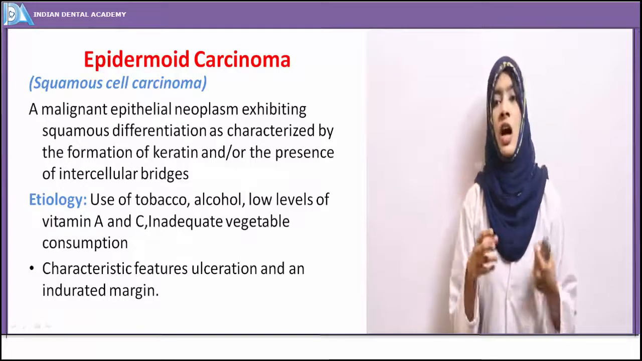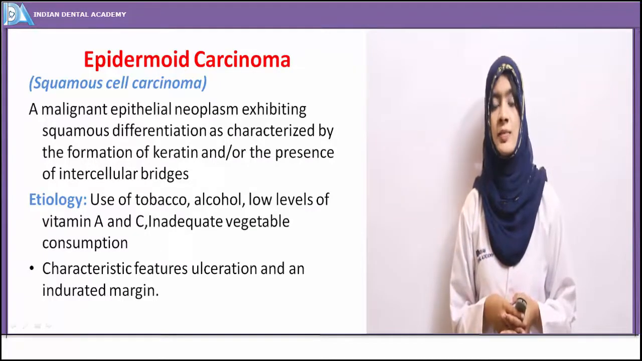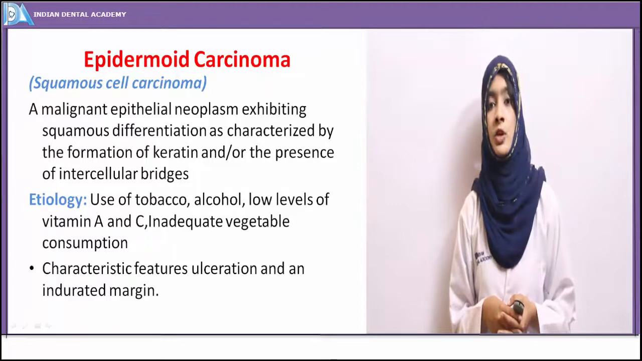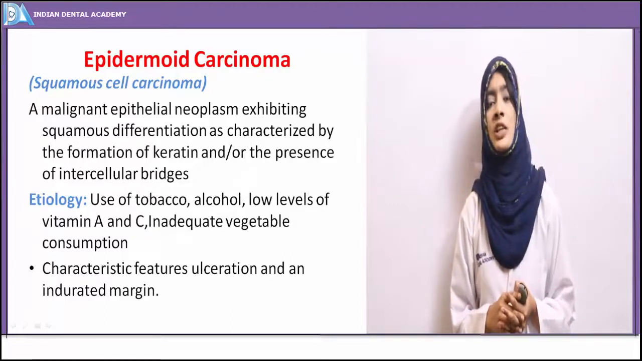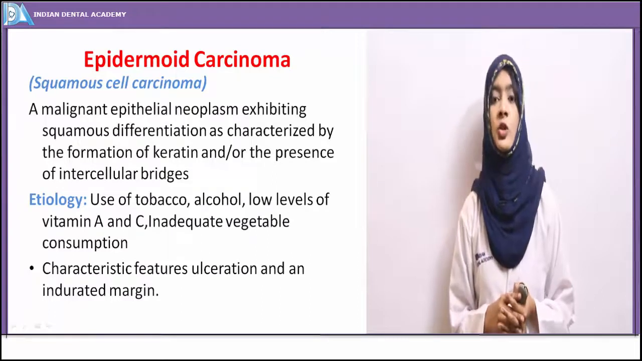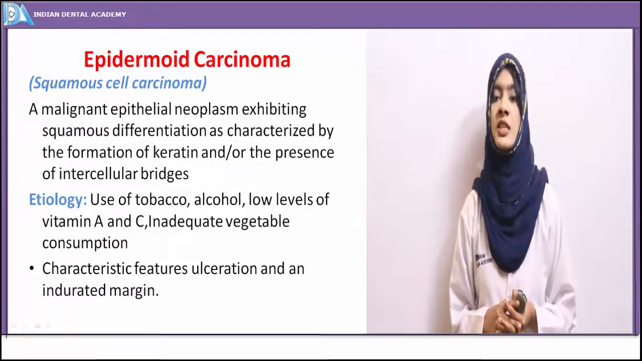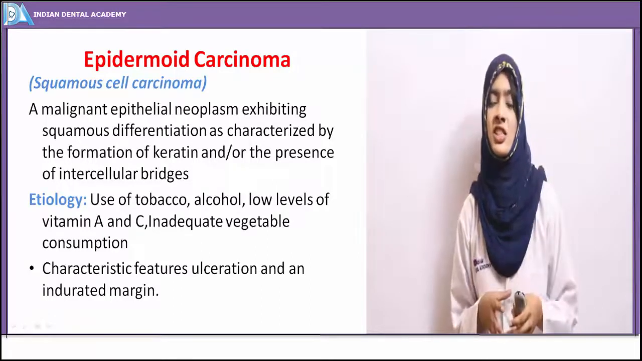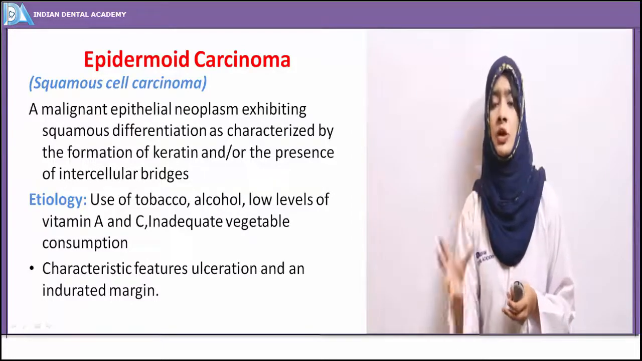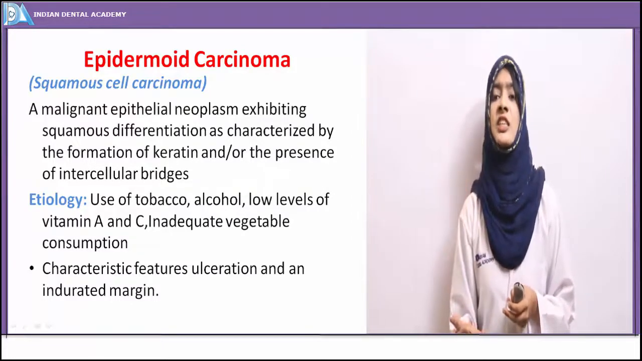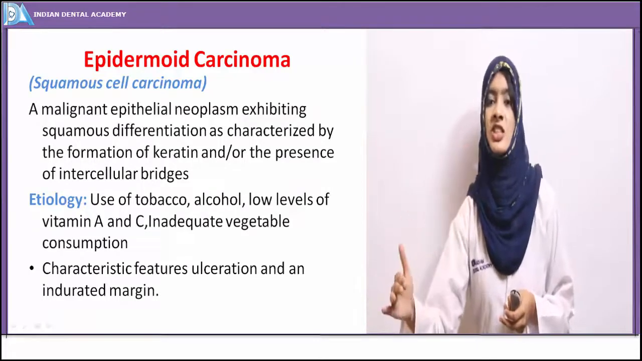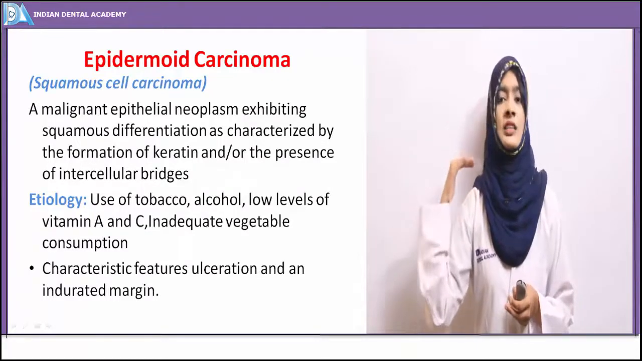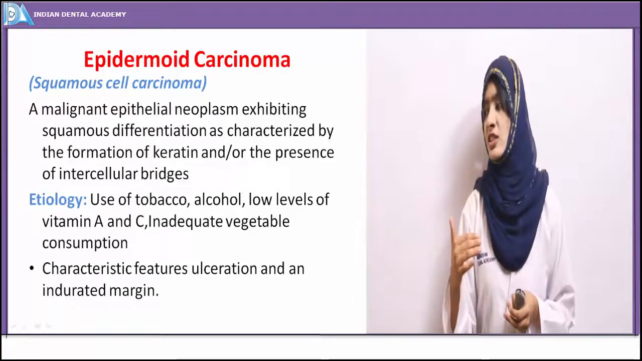formation of keratin in the intercellular bridges. As with all neoplasms, the etiology for squamous cell carcinoma predominantly shows to be the usage of tobacco in any form, smokeless form or smoke form. Along with tobacco, if alcohol usage is present, they both combine to give a synergistic effect, showing characteristic mutations in the cells, in the genes, giving rise to the carcinoma or the dysplastic changes in the epithelium, and the beginning of malignancy starts there.